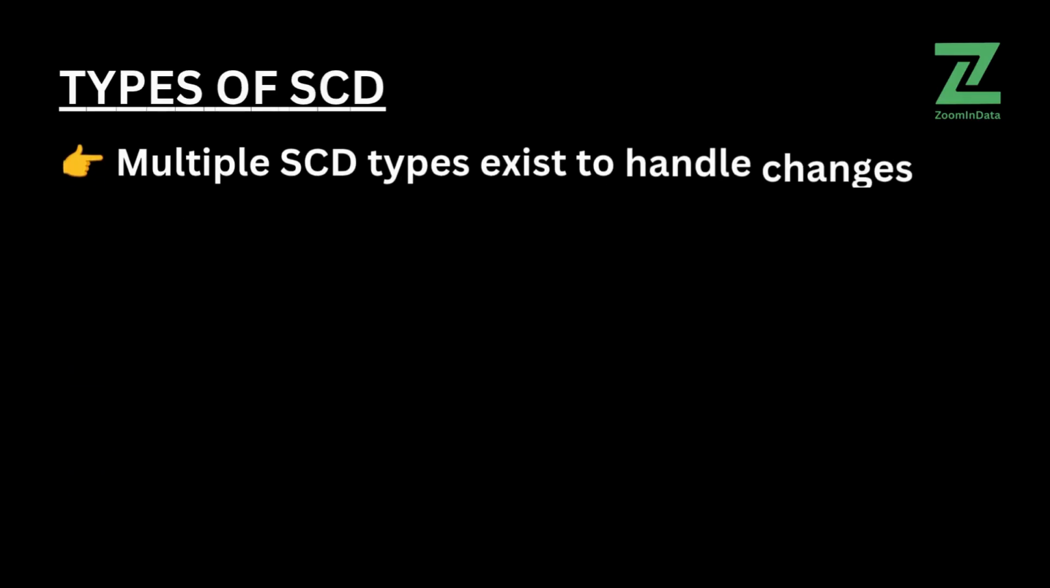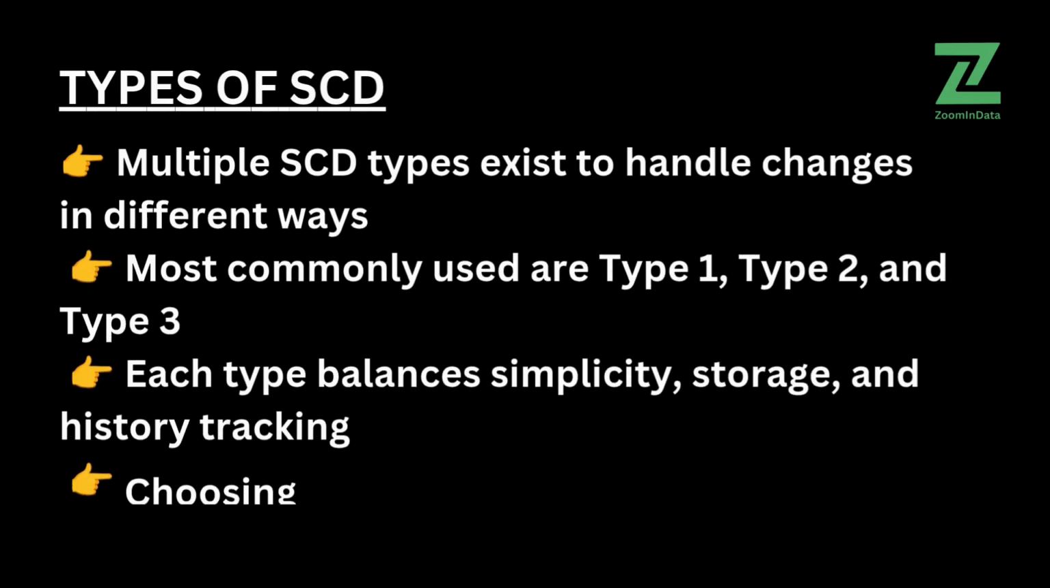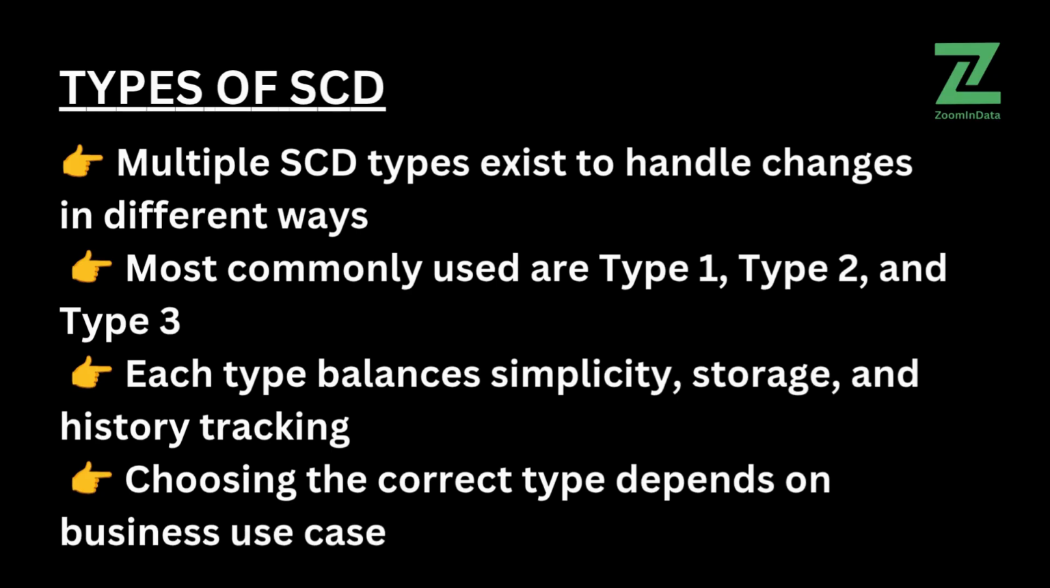There are multiple types of slowly changing dimensions designed to handle changes in different ways. The most commonly used types are Type 1, Type 2, and Type 3. Each type offers a balance between simplicity, storage requirements, and history tracking. Choosing the correct type depends on the specific business use case and analytical needs.